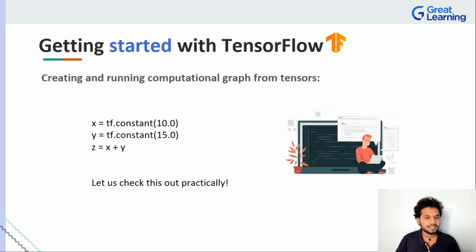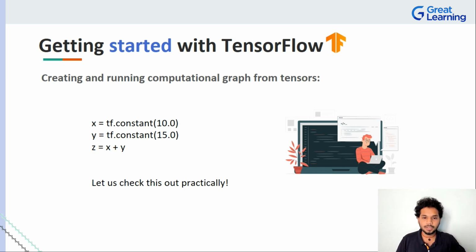Now, ladies and gentlemen, there is one important thing that you have to assess and analyze here. Doesn't this look very much like a mathematical operation? We have a tensor which has a value 10. We have another constant value which is 15. So what do you think happens when we add this? Is it 25? Or do we get something else as an output, right? We have never performed a tensor operation, so it is high time we check this out practically, right?